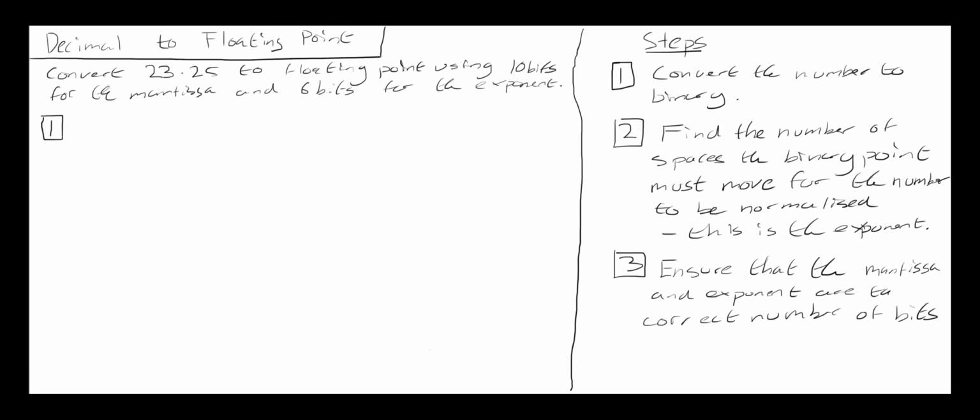And our first step is to convert the number to binary. And the way we do this is using the method I outlined in my fixed point binary video. So I'm going to write out my decimal numbers, and being careful to include the fractions here.